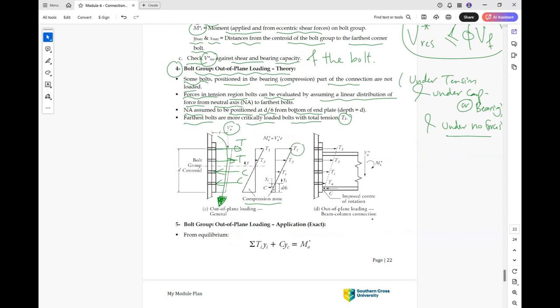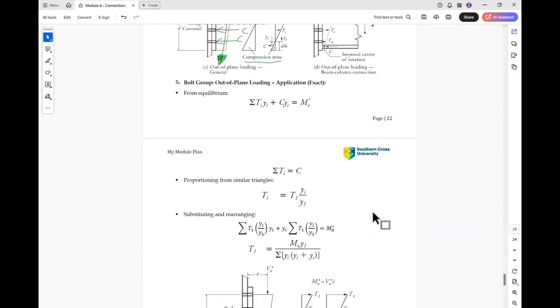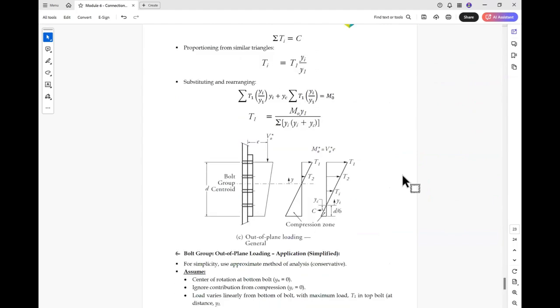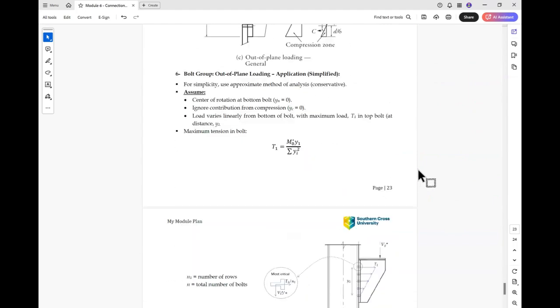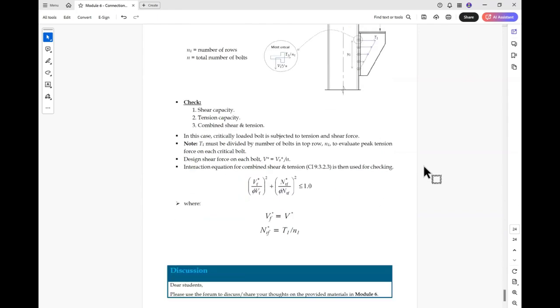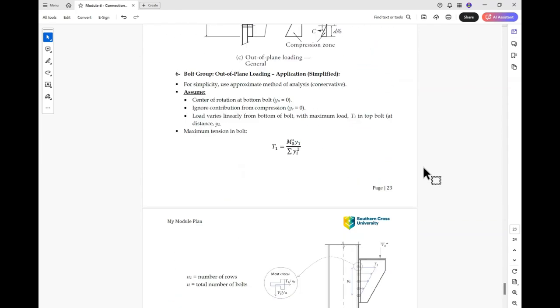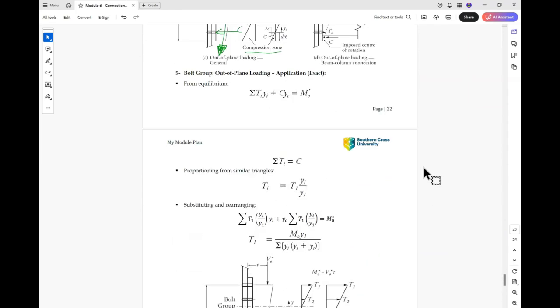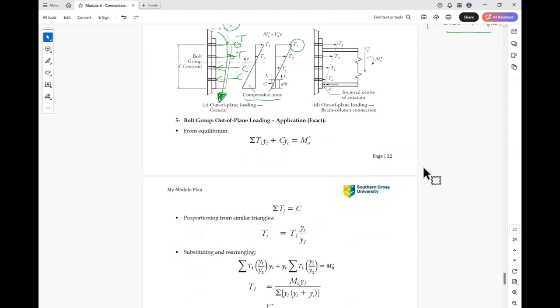So the maximum forces would be at the farthest bolt on the top again. So that's what we are designing. This is just the theory behind the methods, but now we can just go to the application.